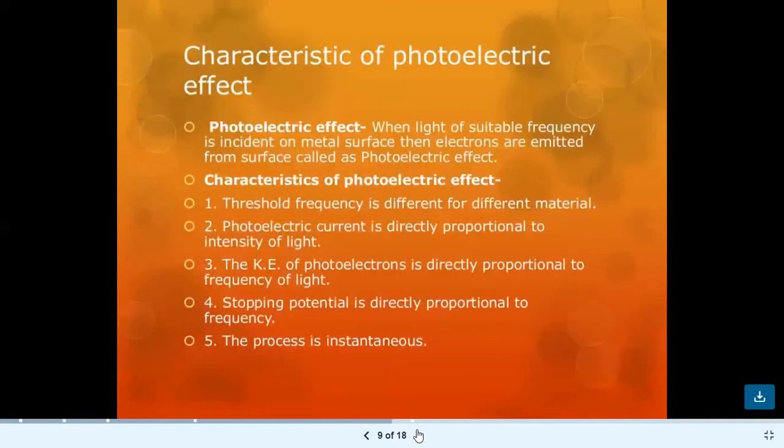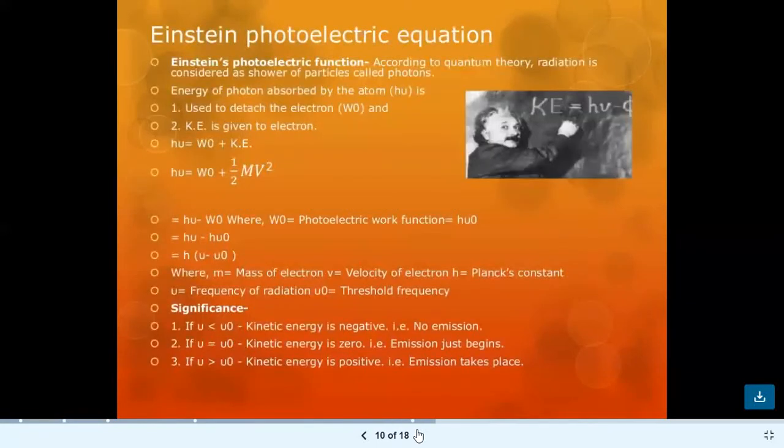What are the basic characteristics of the photoelectric effect? When light of suitable frequency is incident on a metal surface, then electrons are emitted from the surface. This effect is known as the photoelectric effect. The basic point which we have to consider is threshold frequency. Threshold frequency is the minimum frequency which is required for the emission of a photoelectron. Photoelectric current is directly proportional to the intensity of light. The kinetic energy of photoelectrons is directly proportional to the frequency of light. The stopping potential is also directly proportional to the frequency of light. The process is instant. Those are the basic characteristics of the photoelectric effect.